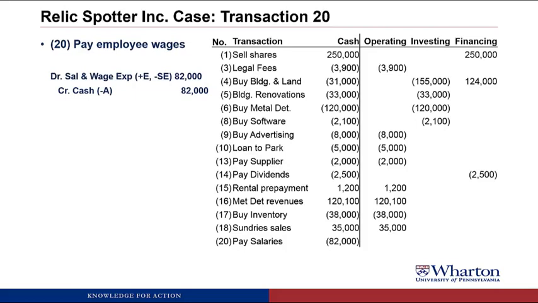Is this operating, investing, or financing? Again, this is operating. It's an operating cash outflow of $82,000. Paying our employees is one of our key business activities, so this would be an operating activity. And that was the last cash transaction for Relic Spotter because the rest of the transactions in the case were adjusting entries, and adjusting entries never involve cash.